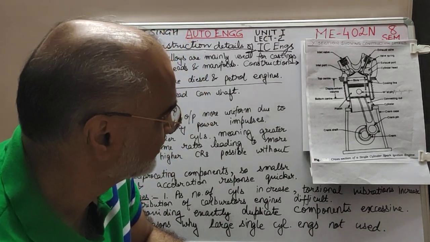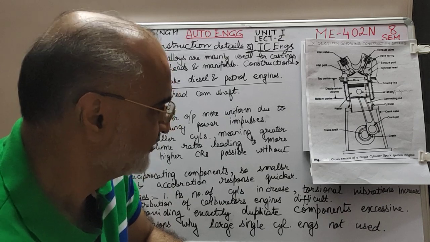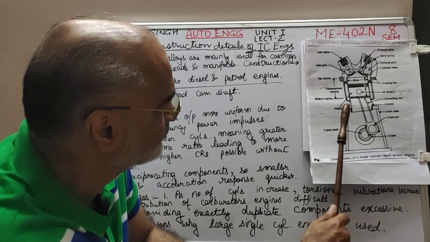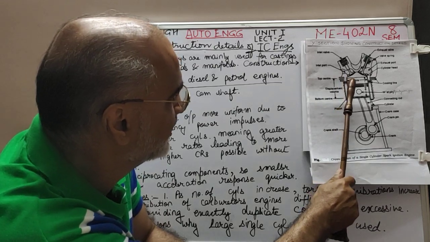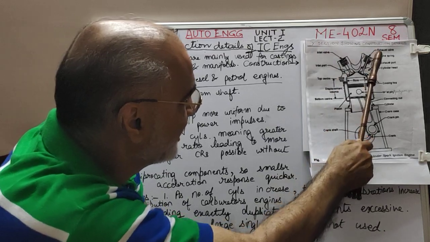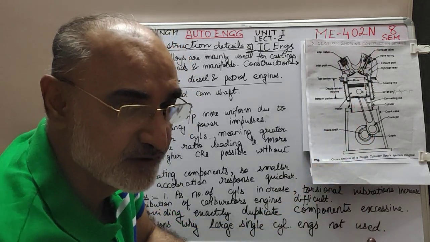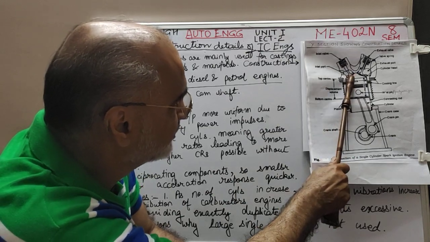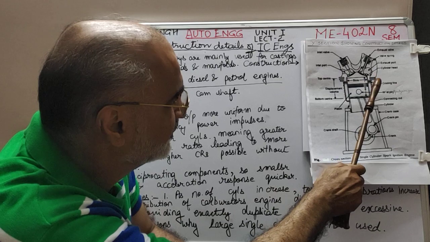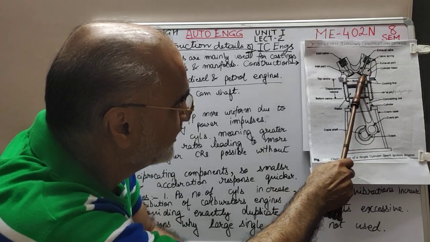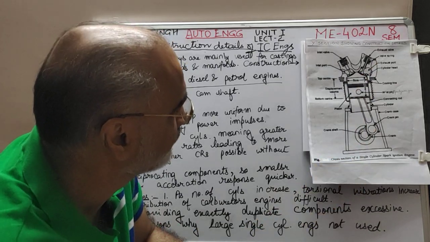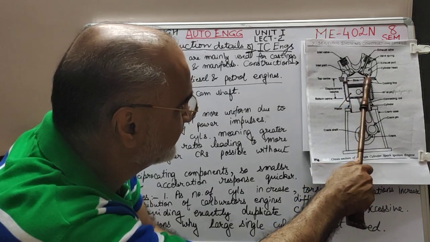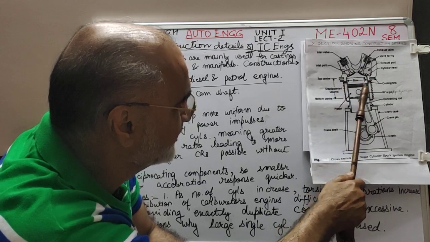This is a typical naturally aspirated single cylinder petrol engine. Inlet valve, exhaust valve, the valve springs which operate the valves. Inlet port, inlet valve is above the inlet port and the exhaust valve is above the exhaust port. This is the cylinder head. This is the engine block.